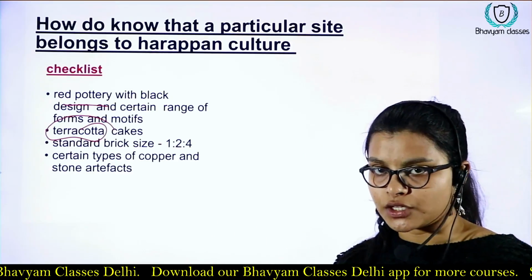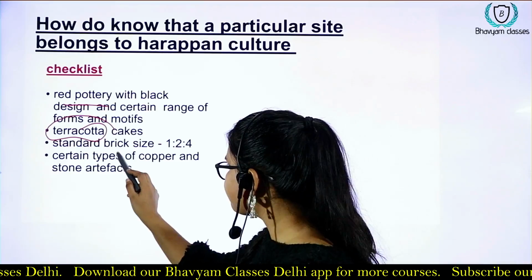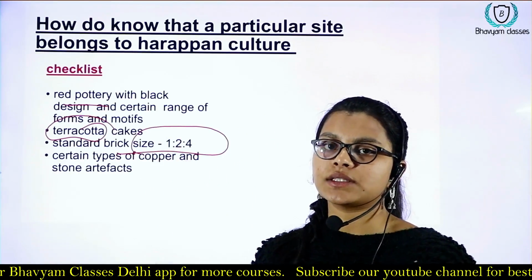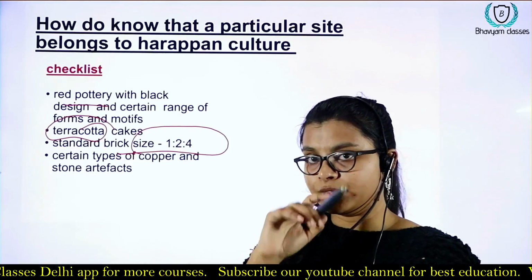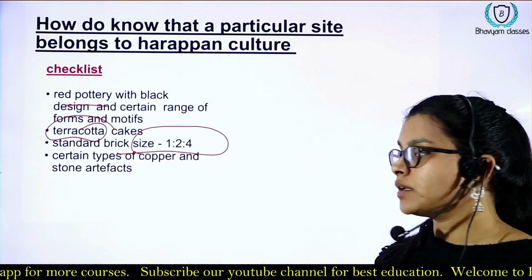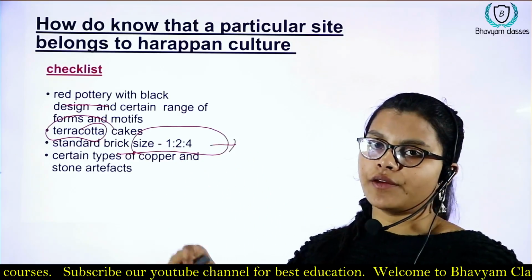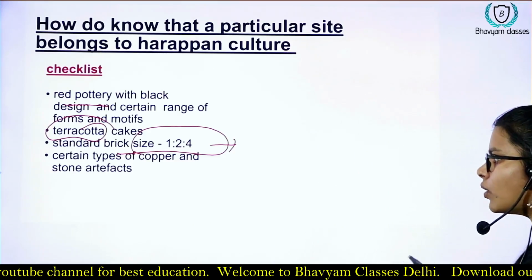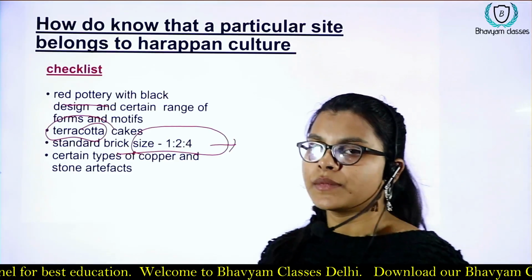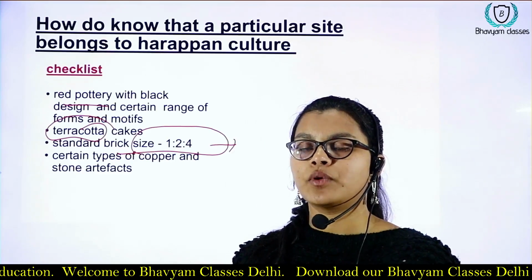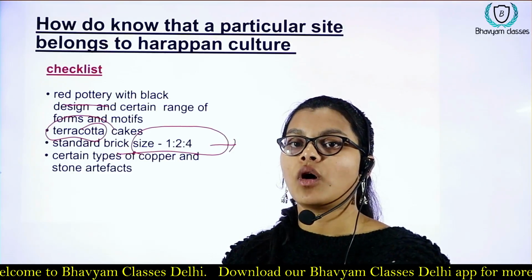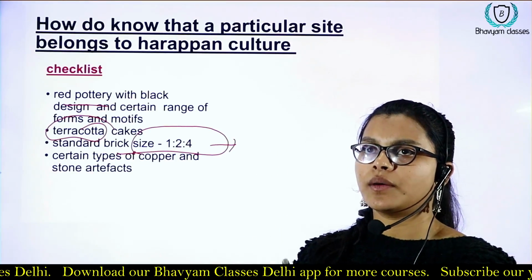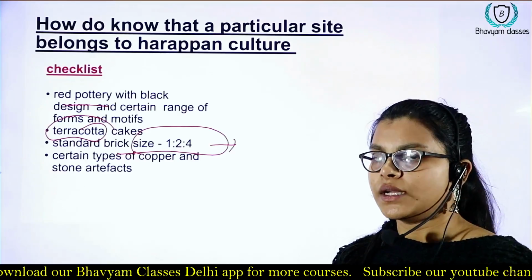Now next is your standard brick size, where the ratio stands at 1:2:4. Whenever we find a brick of this ratio, we refer to that site as having belonged to the Indus Valley civilization or Indus Valley phase. Fine. Next is your bronze. When we find bronze metal or copper artifacts, we also refer to that artifact as having belonged to the Indus Valley phase.